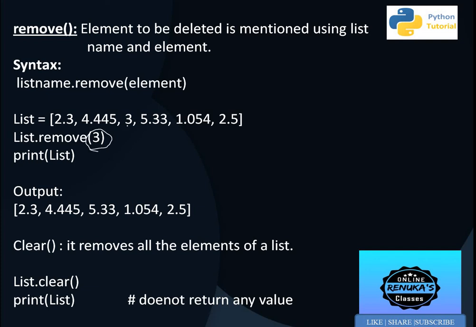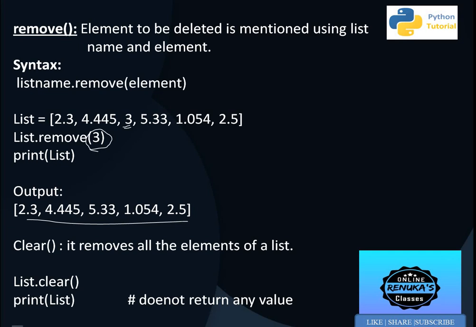Suppose I want to delete 3. I don't know the index of 3 in the list. So in that case, I'll mention 3 with remove. So list dot remove 3. So it will remove 3, whatever any times, if 3 is occurring 2 or 3 times, all 3's will be deleted from the list. And when we'll print the list, so here is the list.